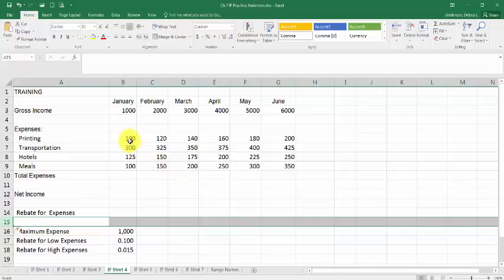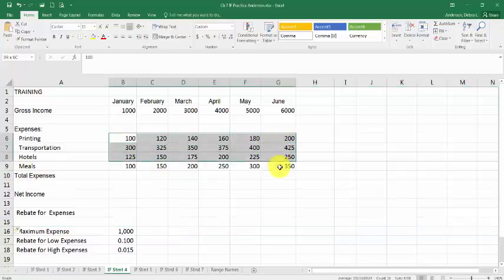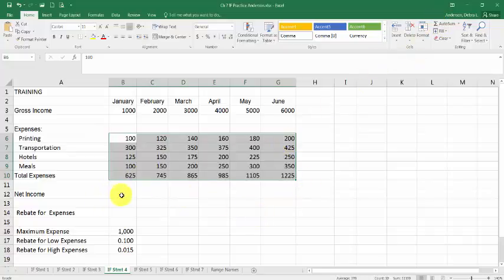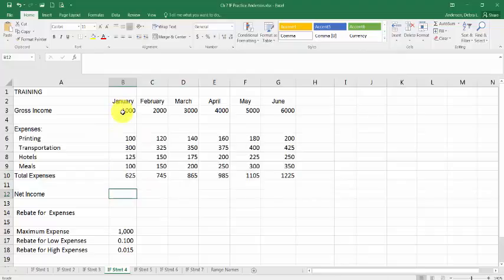Now I'm going to calculate total expenses. Again, the easiest way to do it is select all the cells, including the cell where the total would be, hit AutoSum. Calculate net income in row 12, which is going to be gross income less total expenses. The formula starts with equals, not equals sum. This is not addition. Equals gross income minus total expense. Enter. Copy the formula across.